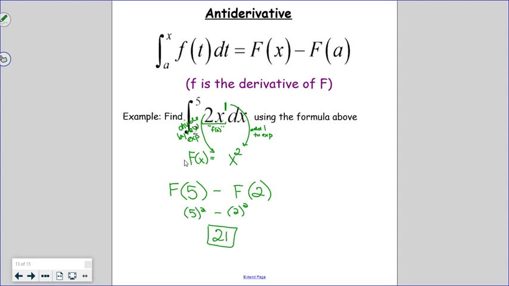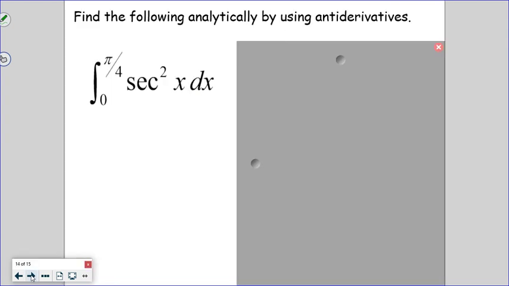Okay, so let's try a couple here. Using that, find the following analytically by using antiderivatives. Just giving you a little preview of where we're headed with this. When you are doing this, a lot of times you'll be asked to justify using calculus. To do that, you need to clearly label and show your antiderivative. So what is capital F of x? And then clearly show what equation you would use to get to your answer. What are you plugging in, and in what order, and what operation are you doing between those?